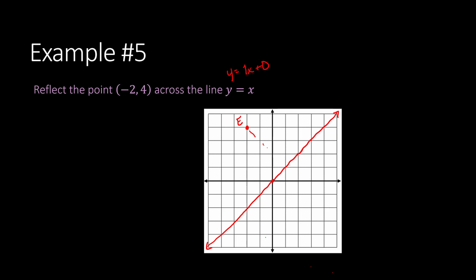1, 2, 3. So go 3 to the other side. 1, 2, 3. This here would be E prime. So the coordinate of E prime is 4, -2.